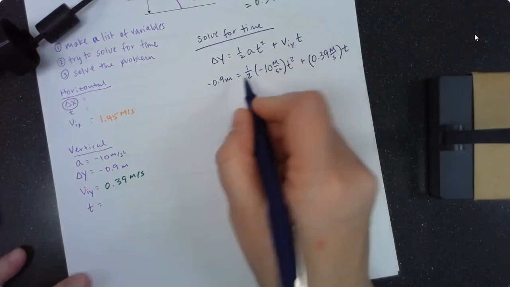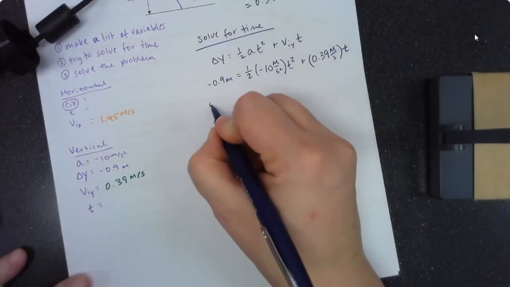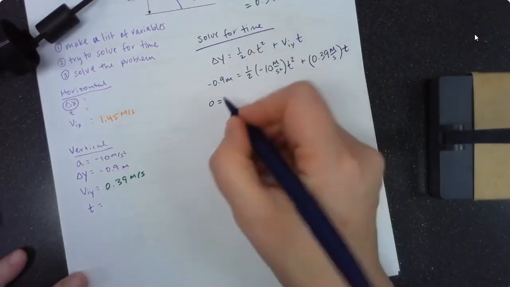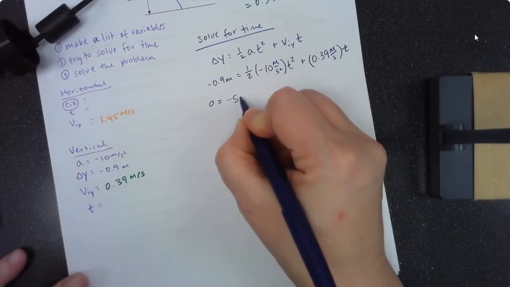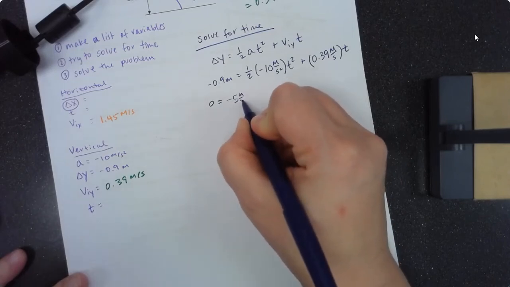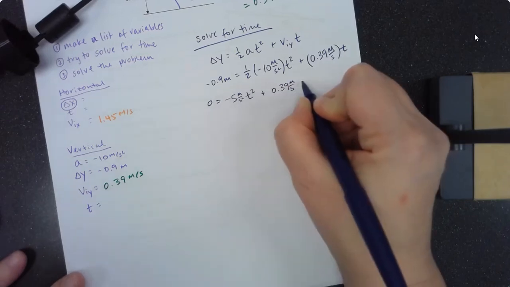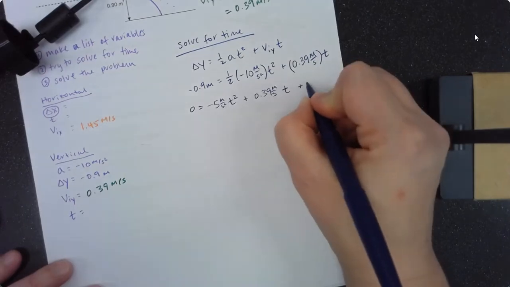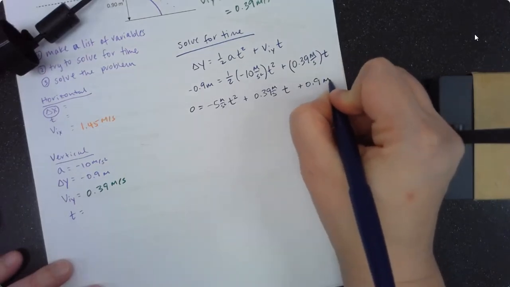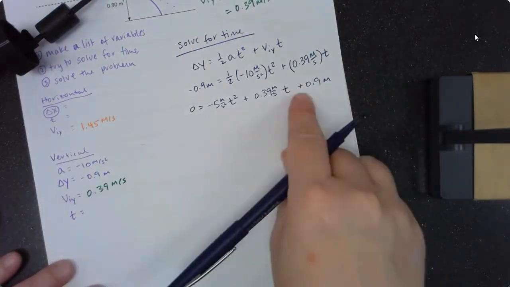So the first thing I'm going to do is add this 0.09 to both sides and simplify this a little bit. So now I have 0 equals minus 5 meters per second squared times time squared plus 0.39 meters per second times time plus 0.9 meters. And you'll always see this pattern where you have meters by itself.